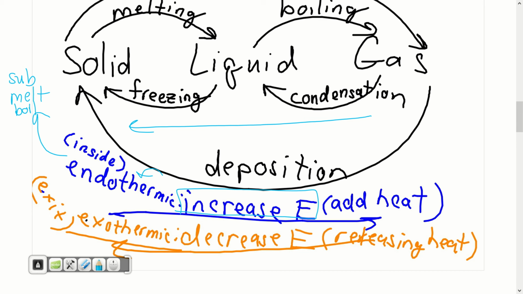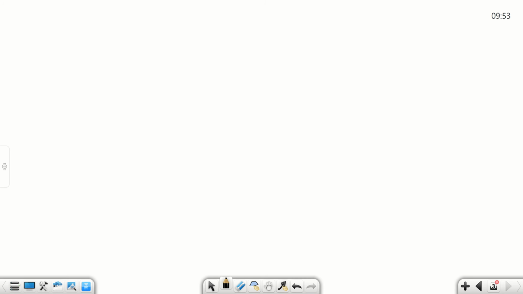Okay? For the last thing, I'm going to go back to just a blank slide. I'm going to redraw it. The last thing we have to analyze is what's called a heating curve. Now, all of these curves look the same, but will be at different temperatures.